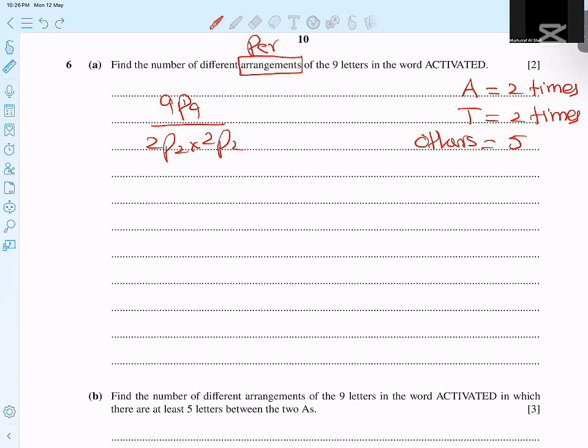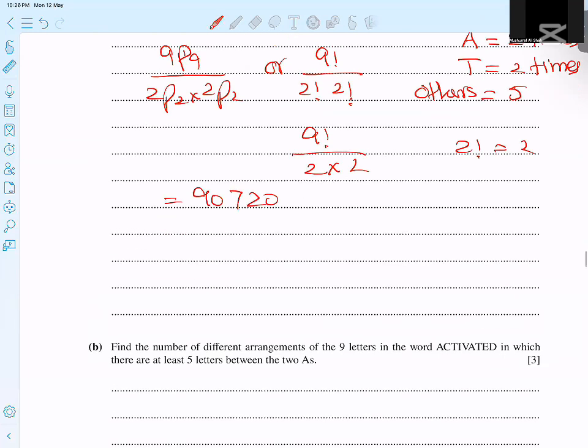And I said many times, you can write it this way or you can write factorial. If the upper number and lower number are the same, we can write factorial. 2 factorial and 2 factorial. And 2 factorial is also 2, so you can skip this factorial. You can write 9 factorial over 2 into 2. This is a time saving. So I think the point is very clear. The answer I finally get from here is 90720. This part is done.